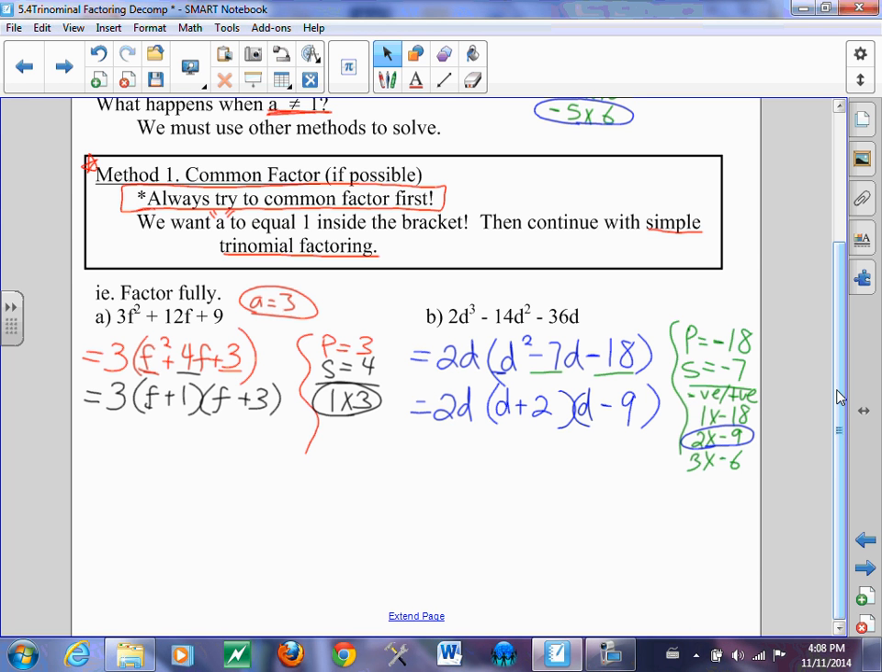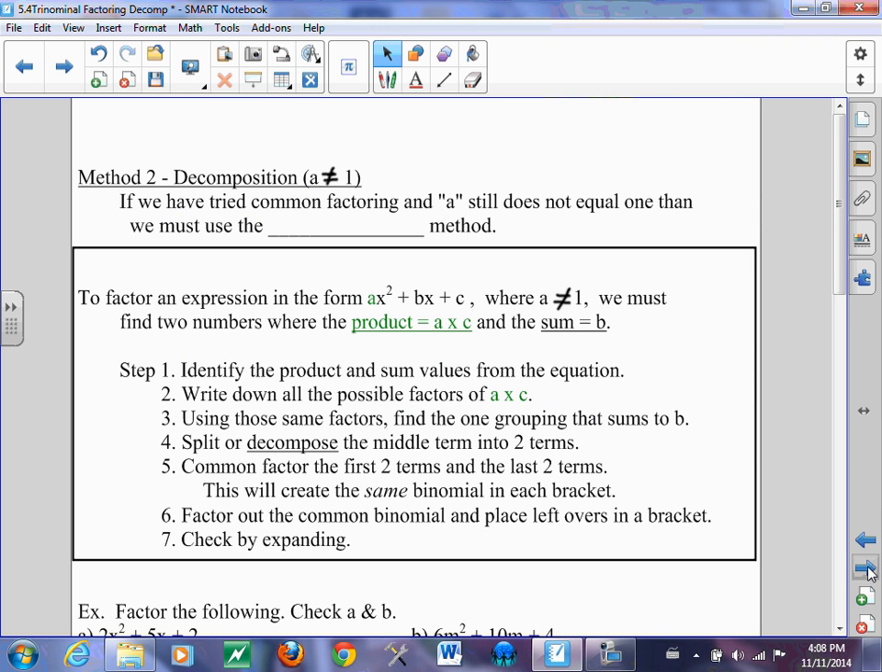If not, you've got to do the hardest type of factoring that we do in grade 10, and it's called decomposition. And that is where a does not equal 1, and you can't get a to equal 1. So it says here, if we tried common factoring and a still is not equal to 1, then we must use the decomposition method.